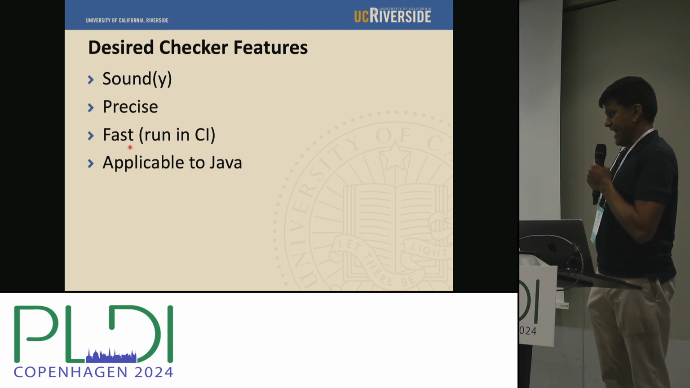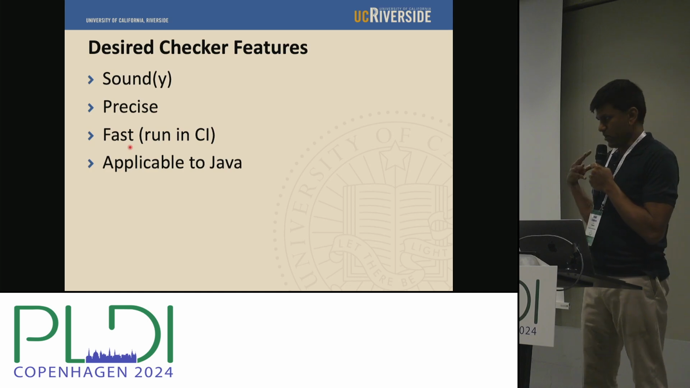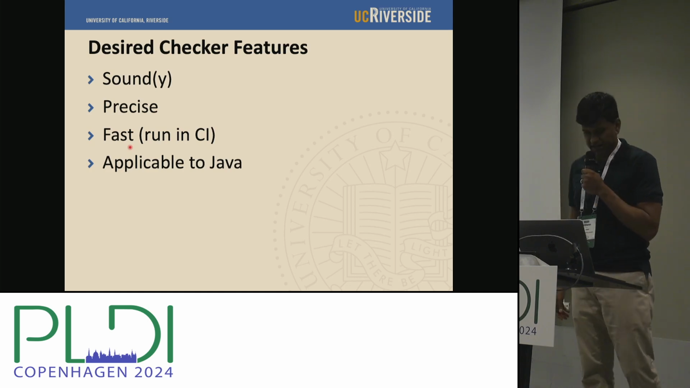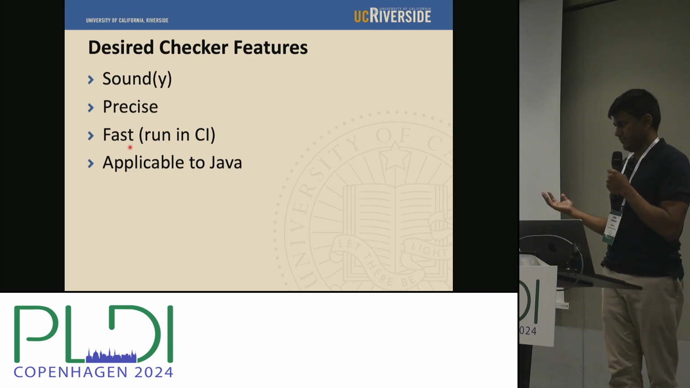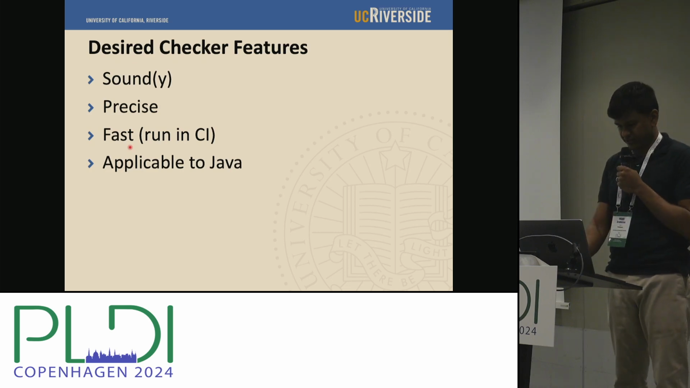We'd like it to be really fast, right? With modern development workflows, it would be great if you could run this as part of your continuous integration and report issues before they even land on your main branch. And we want it to be applicable to existing programs written in Java or C#, those style of languages.